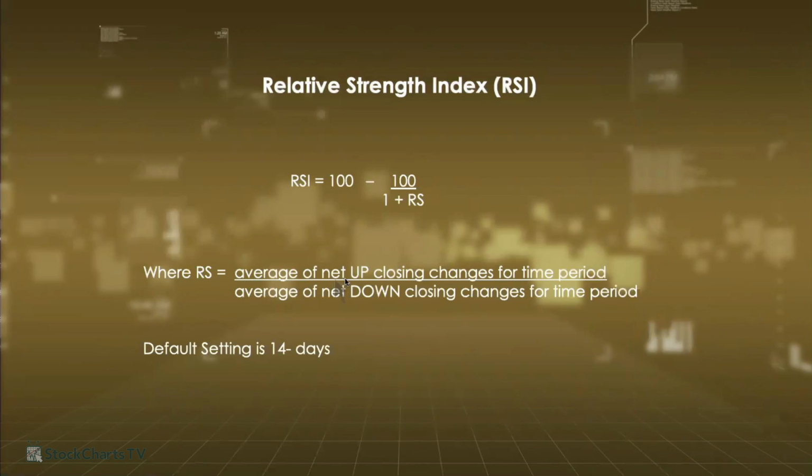But just so you can visualize, over 14 days, the average of those up closing changes. So let's say the net up closing changes are about 2% over time, and maybe the average net down closing changes are 1%. So your relative strength there is going to be 2. 1 plus 2 is 3, divided into 100, minus 100, and that gives you your relative strength index.